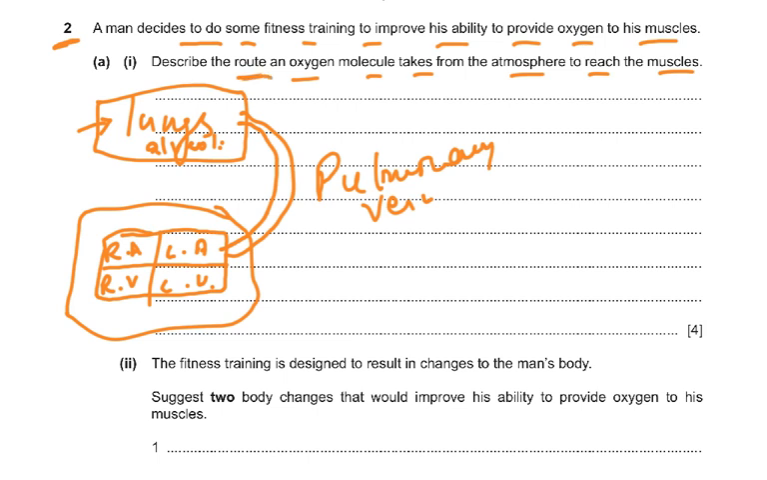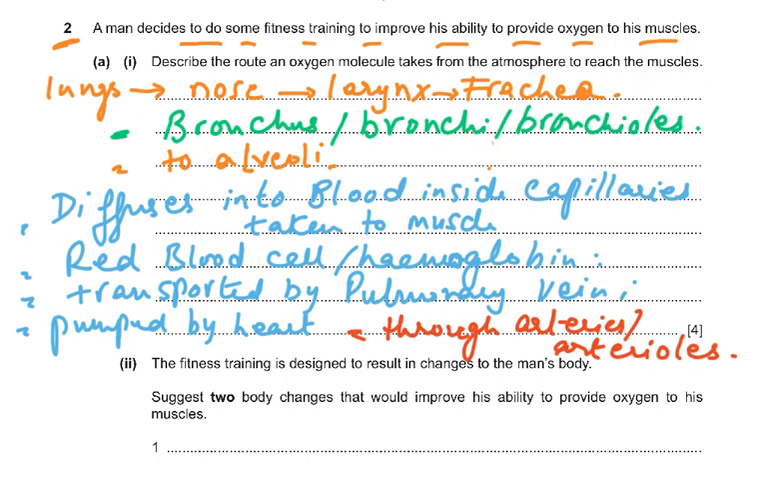So describe the route an oxygen molecule takes from the atmosphere to reach the muscles. And there's 4 marks. So that's a lot of points that you have to give me for that. As you can see, there are 8 mark scheme points, which tells you that any 4 of these you gave me and you got your 4 out of 4. So the route of an oxygen molecule from the atmosphere, you have to start with the lungs. How is it going to enter the lungs? Nose, larynx, trachea, 1 mark.